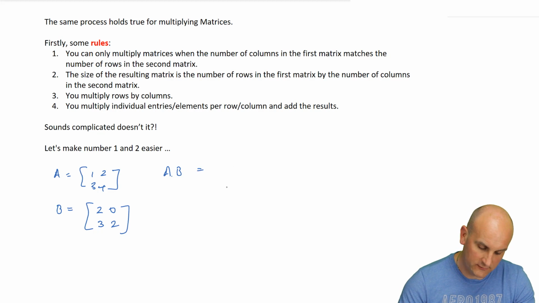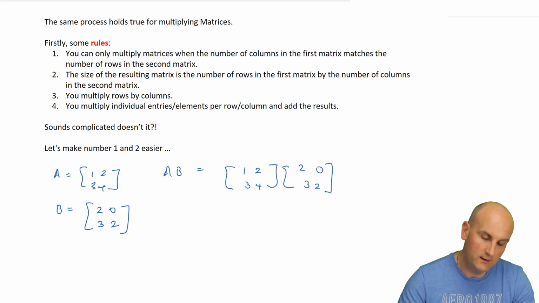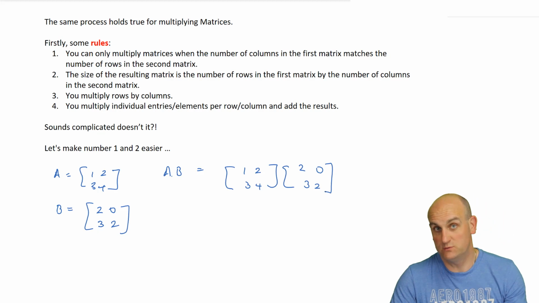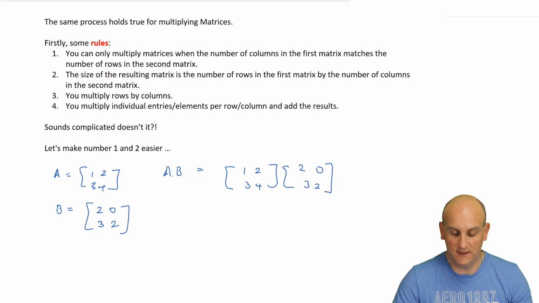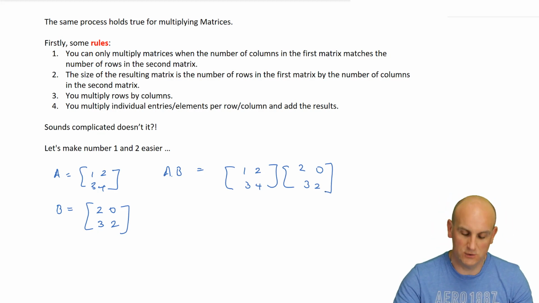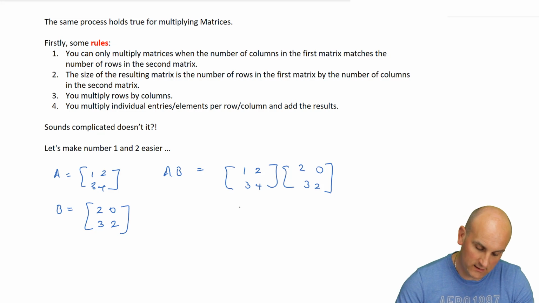Now the way we do that is we write A, 1, 2, 3, 4, and then beside it we write B, which is 2, 0, 3, and 2. The first thing I have to do is work out whether I can actually even multiply these together. And the way I do that, this is rules 1 and 2, is I write down underneath that this is a 2 by 2, and that's a 2 by 2.